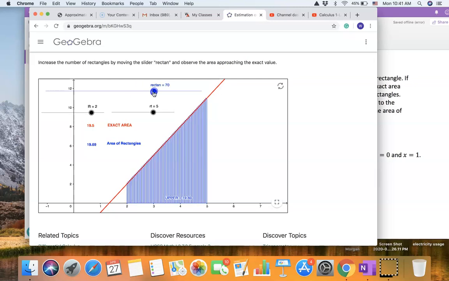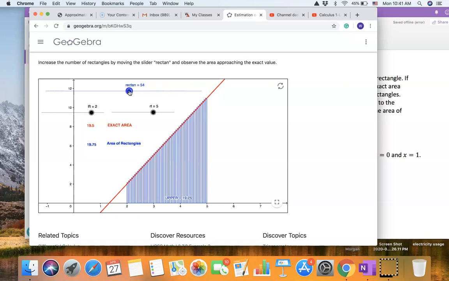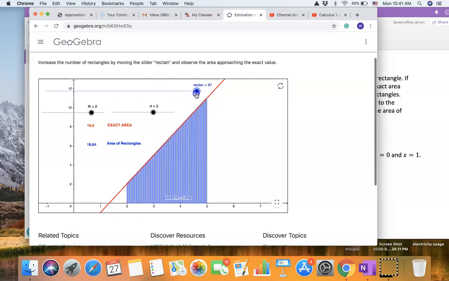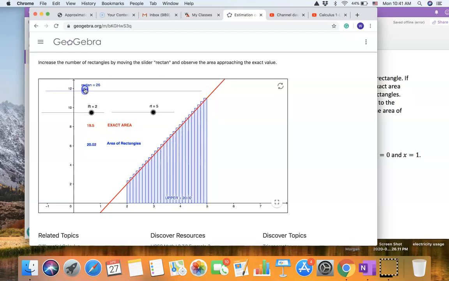When I use like 100 rectangles, the difference between the approximation and the exact area will be less than 0.2. So this shows us when we increase the number of rectangles, we can improve the approximation. During this process, what happened to the rectangles is the width of the rectangles is getting smaller, right? In other words, each rectangle becomes thinner and thinner, right?